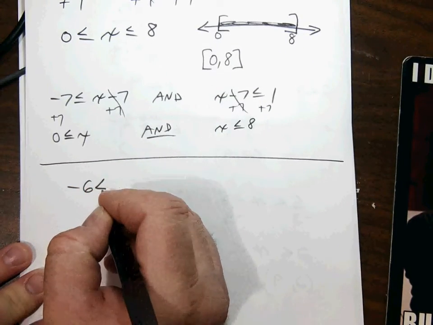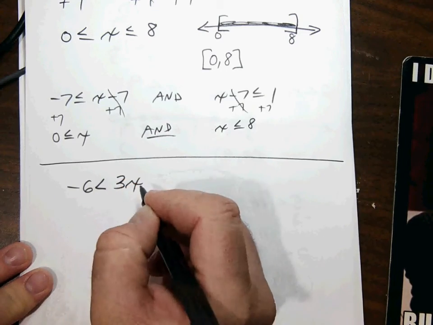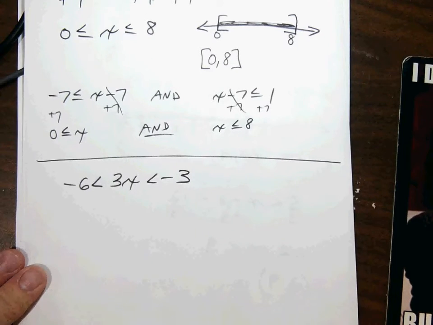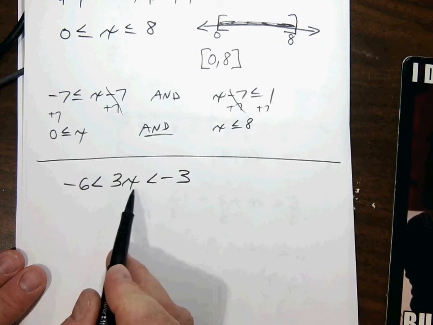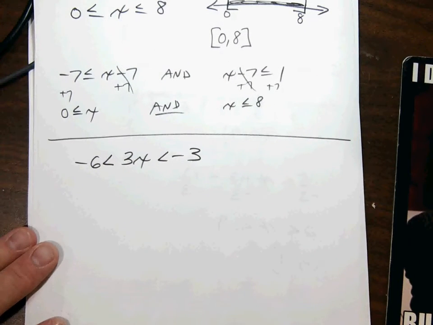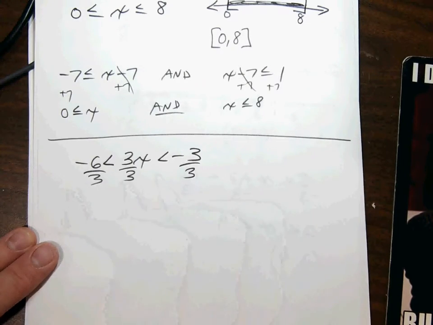-6, again, if I'm just reading it left to right, I'm going to read it as -6 is less than 3x is less than -3. If I'm reading it from x's perspective, I would say 3x is greater than -6 and less than -3. How do I solve this? I'm dividing by 3. Everywhere. There, there, and there. Everywhere.